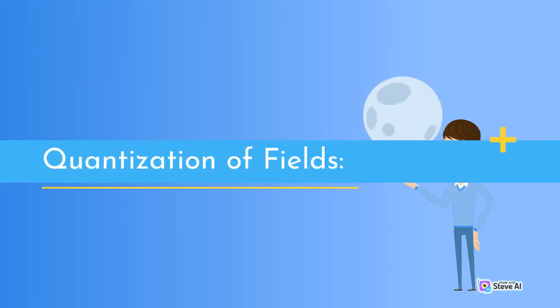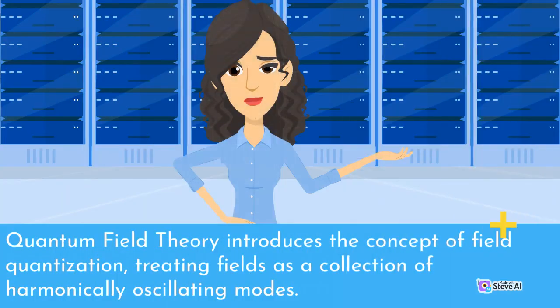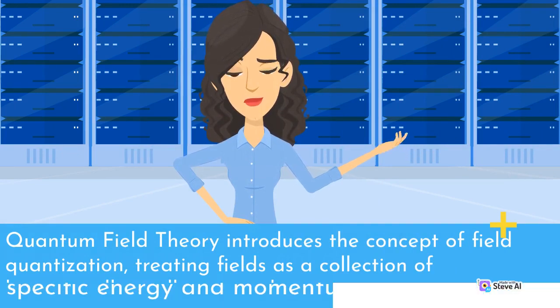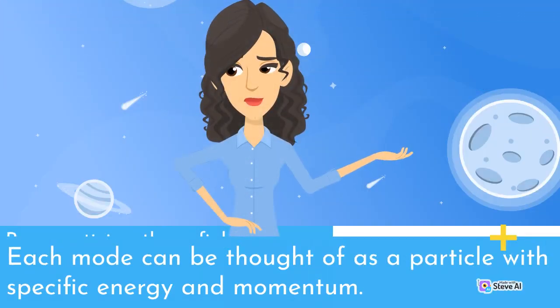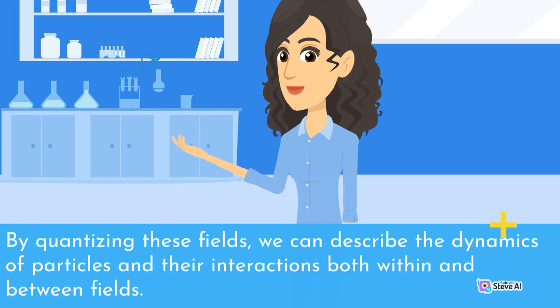Quantization of fields. Quantum field theory introduces the concept of field quantization, treating fields as a collection of harmonically oscillating modes. Each mode can be thought of as a particle with specific energy and momentum. By quantizing these fields, we can describe the dynamics of particles and their interactions both within and between fields.